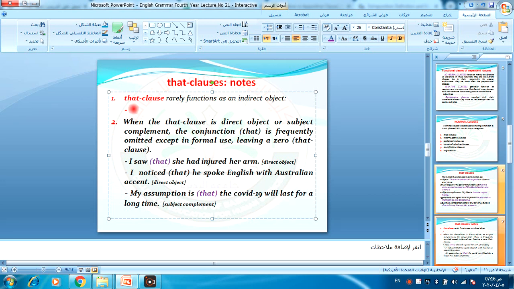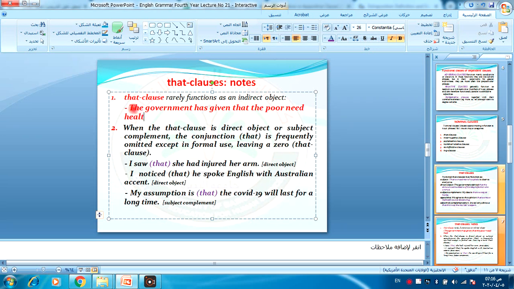So like when we say, for example, the government has given that the poor need health care little consideration. Okay, so now the that clause, that the poor need health care, here functions as an indirect object. So the government has given that the poor need health care little consideration. Okay, so that the poor need health care is the indirect object.